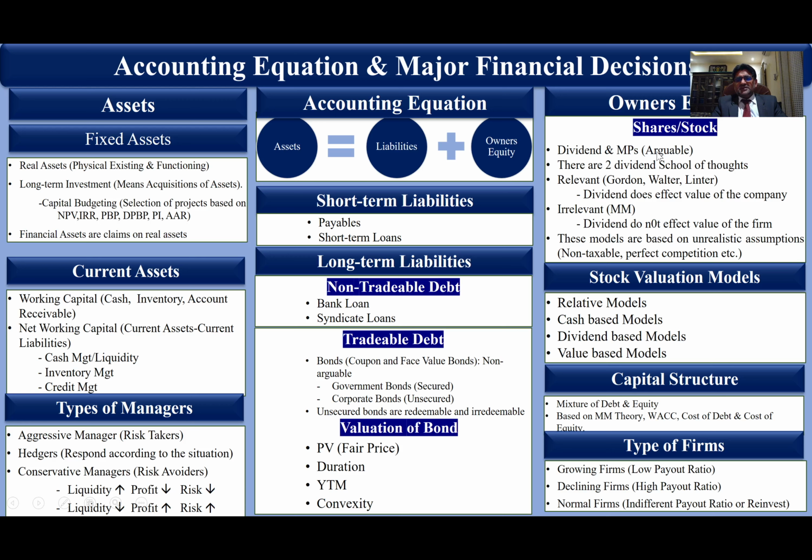Then we can say they are arguable. And if we are talking about the dividend, there are two major schools of thought. One is the irrelevant school of thought. Second one is the relevant school of thought. The irrelevant school of thought means Modigliani and Miller. They proposed that dividend is not related with the value of the firm, but their model is based on unrealistic assumptions, like non-taxable, perfect competition in the market, and many other assumptions. Then they proved the dividend is irrelevant, whether the firm pays or does not pay the dividend, there will be no effect on the value of the firm.